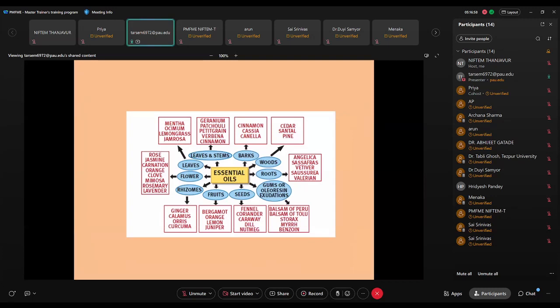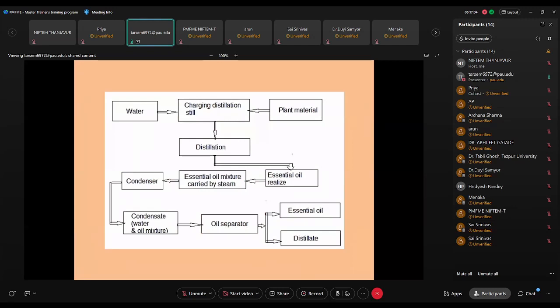It's either the steam distillation or the hydro distillation method. If you put plant material and water into the charging distillation still, we get the distillate, from which we get the essential oil. Whatever essential oil is there is carried by the mixture. Then with the help of a condenser, we separate the water and oil mixture, and with an oil separator, we get the essential oil and distillate. Essential oils are mostly lighter in weight, and they are volatile.